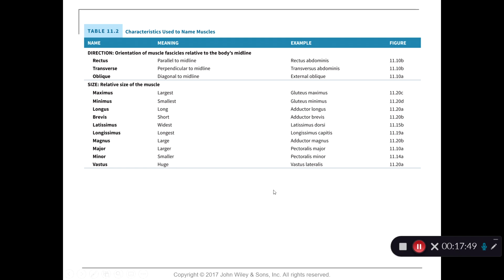Size is thrown into it. Maximus, you can take a stab in the dark, is the largest. Minimus, well, it's pretty small. Longus being long, brevis being brief or short in this case. Latissimus being really, really, really wide, and longissimus being longest. Magnus, large; major, larger; minor, smaller; vastus, huge, or vast and expansive. You'll see those, and there are a few of those muscles that you will need to remember.